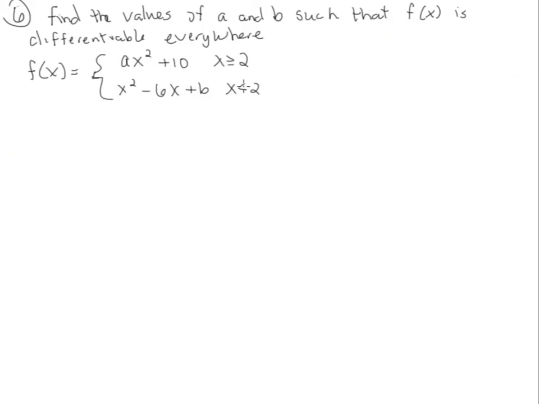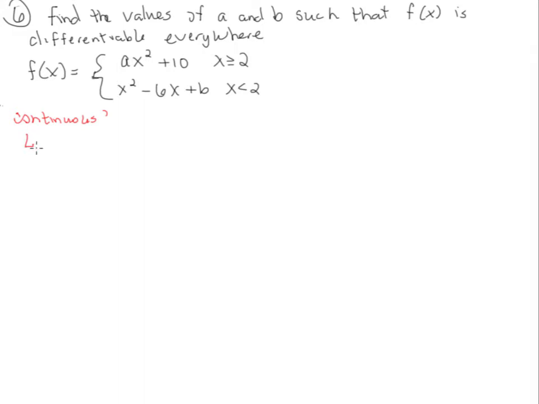Example 6, we're going to figure out what values of a and b will make this function differentiable. First thing you have to recall is that in order for a function to be differentiable, it must be continuous. So the first thing I'm going to do is figure out which values of a or b will make this function continuous to get one of our equations.